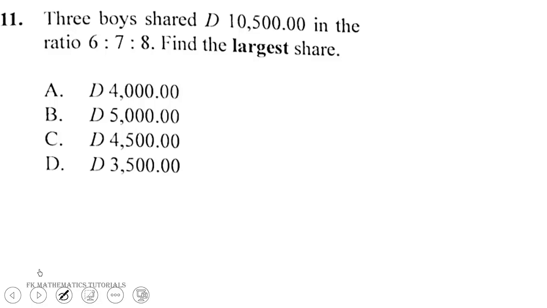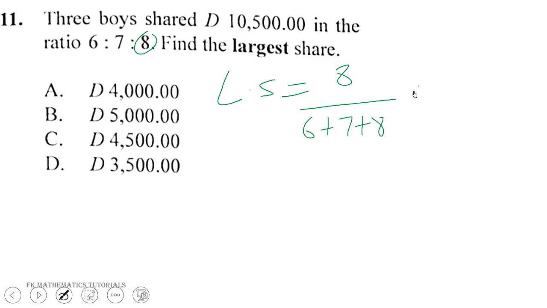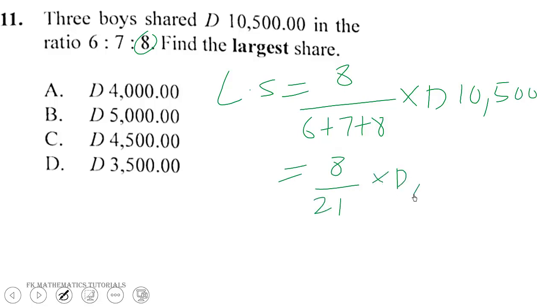The first question here, question 11: three boys shared 10,500 in the ratio 6:7:8. Find the largest share. So this is the largest ratio that will correspond to the largest share. So largest share will be equal to largest ratio 8 over total ratio 6 plus 7 plus 8 times the amount shared, which is 10,500. So this will give you 8 over 21 times 10,500.